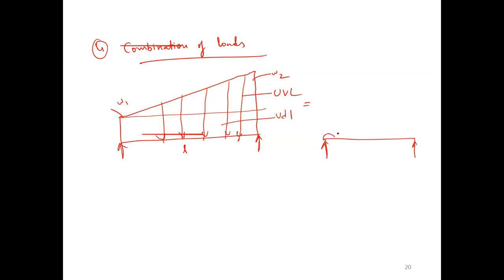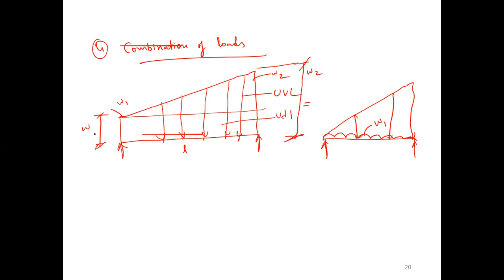First, you consider the UDL portion. What is the UDL portion? W1. Next, you consider the UVL portion. You already considered W1, the total height. Here to here height is W2, and here to here height is W1. What is this height now? W2 minus W1. This is very, very important. Now, for UDL, what is the conversion? Rectangle: W1 into L acting at L by 2.